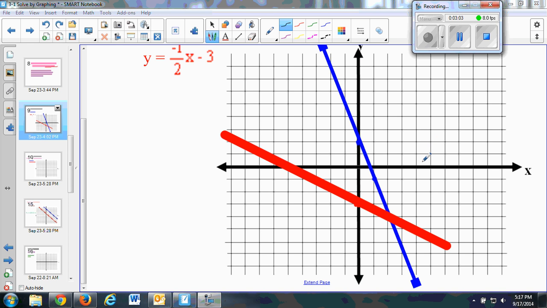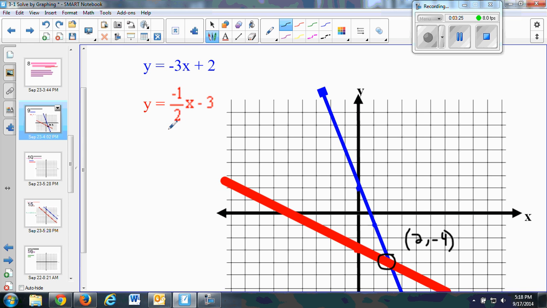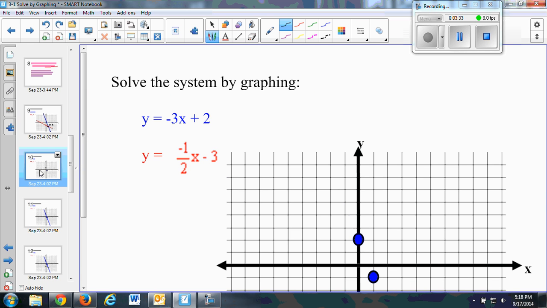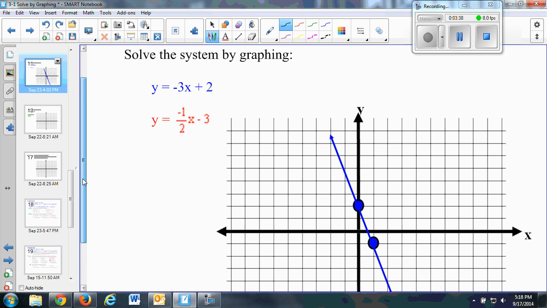Once you've drawn these lines, as you see here, what you'll notice is that they intersect at that point right there. Where they intersect, that's your answer. We're 2 in the x direction, and 1, 2, 3, 4, negative 4 in the y direction. So the solution of this system is x equals 2, y equals negative 4, or 2 comma negative 4. Like I said, we have our points, do our line.